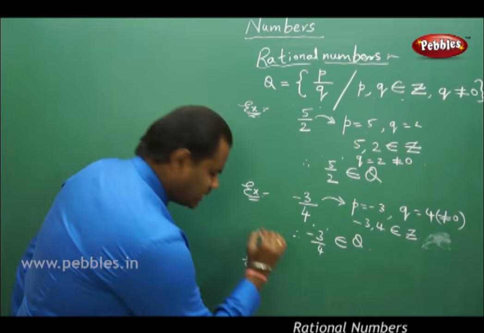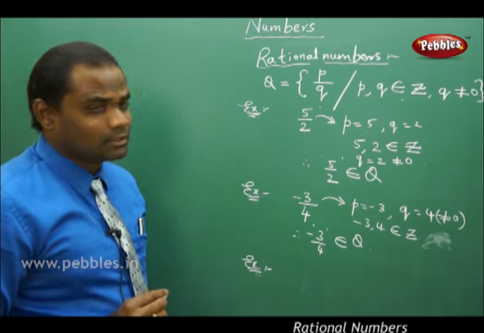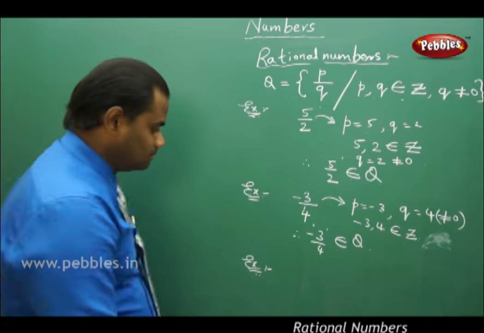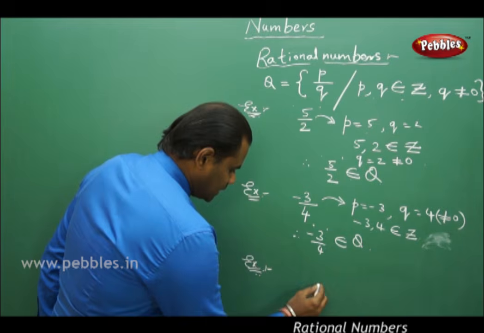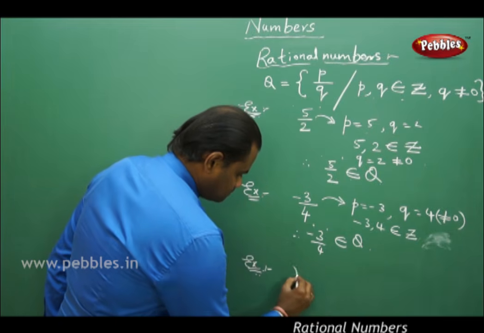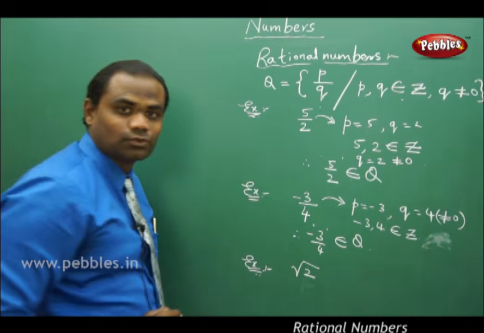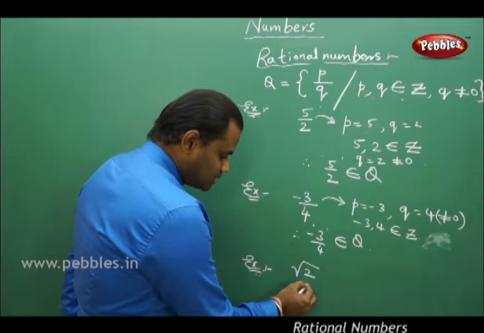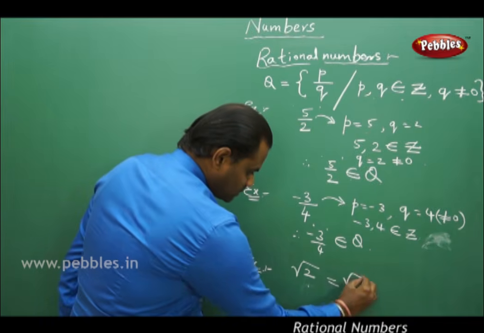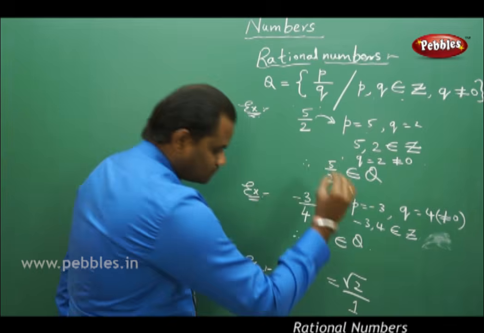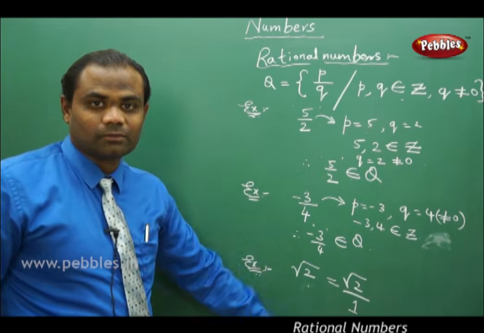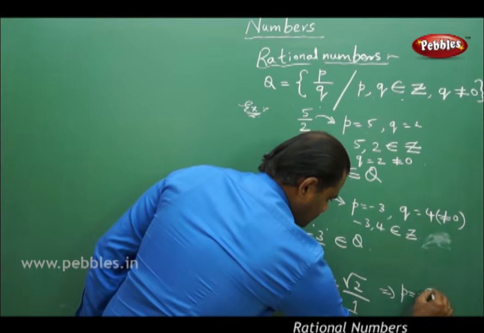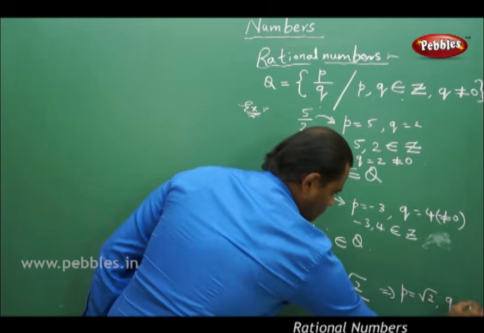Now let me go to the third example on finding whether that particular example would be a rational number or not a rational number. So for example, I take square root of 2. In this case, I identify that the square root of 2 can be written as square root of 2 by 1, where this is written in the form p by q. So what would be my p? My p will be root 2 and my q will be 1.